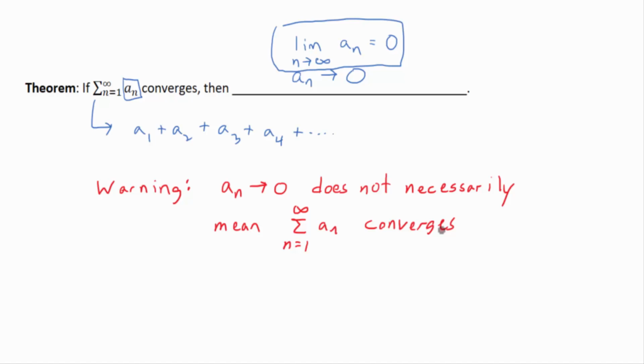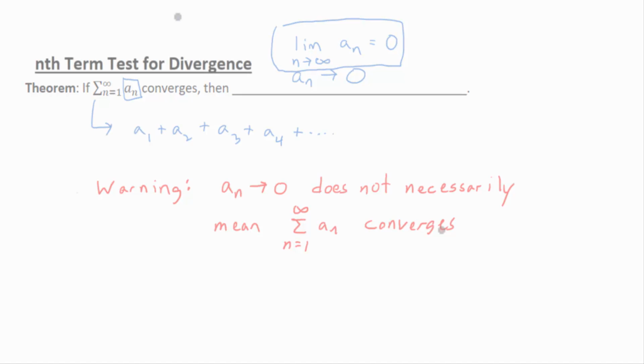So what we get from this is a test for divergence. Because a n converging to 0 is a necessary condition to have the series converge, we can't use it to prove convergence of the series, but we can use it to prove divergence. So the idea then is this. We rephrase that above theorem into something that's equivalent. Call it the nth term test for divergence. And the nth term test for divergence is this.